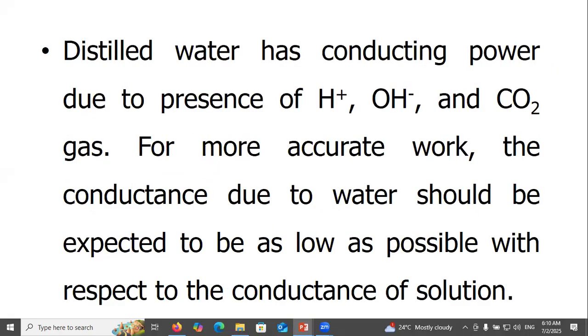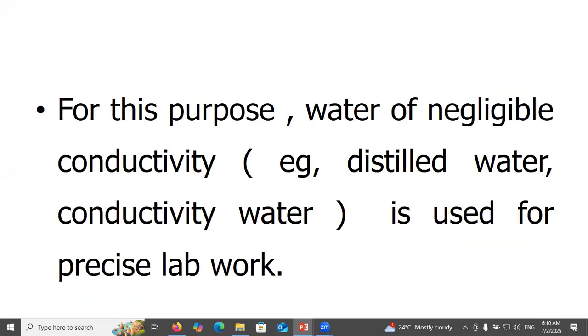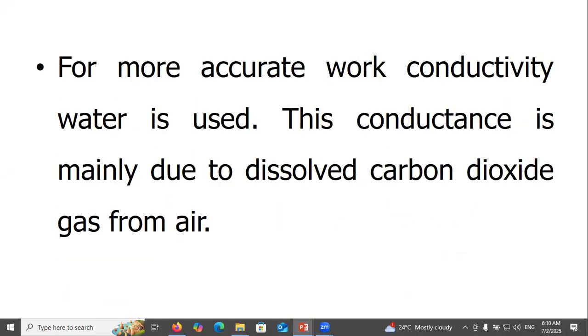Distilled water has conducting power due to the presence of H plus, OH minus, and carbon dioxide gas. For more accurate work, the conductance due to water should be as low as possible with respect to the conductance of the solution. For this purpose, water of negligible conductivity, for example distilled water, conductivity water, is used for precise lab work.